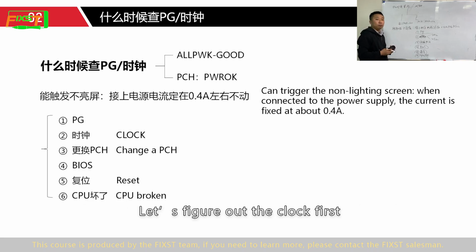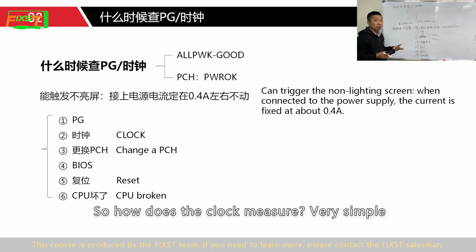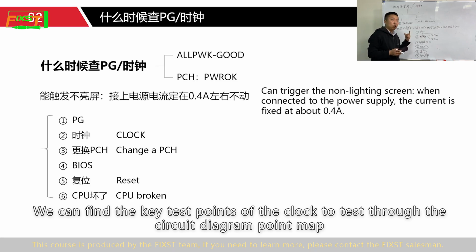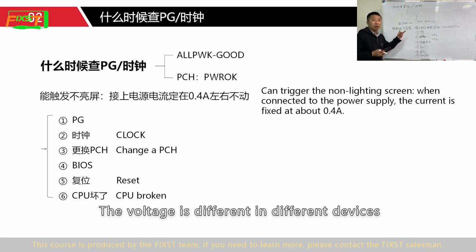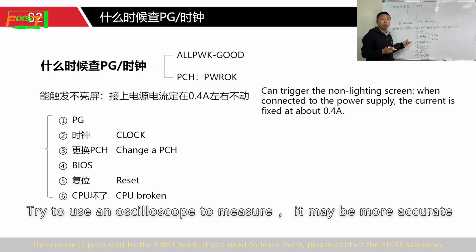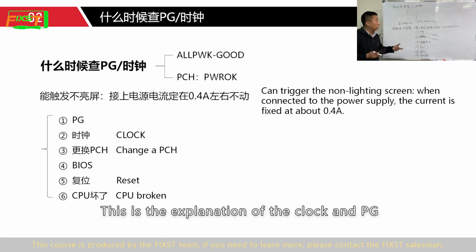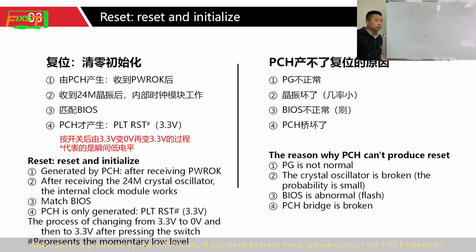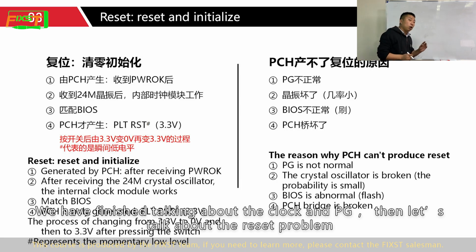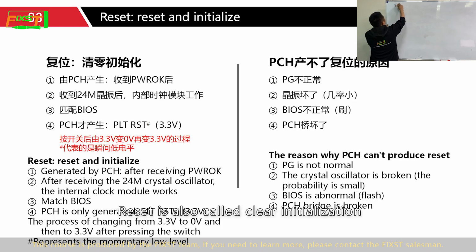Let's figure out the clock first. So how do we measure the clock? Very simple. We can find the key test points of the clock through the circuit diagram point map. The voltages differ in different devices. Try to use an oscilloscope to measure, as it may be more accurate. If you use a multimeter without an oscilloscope, there is basically no problem as long as there is a voltage. This is the explanation of the clock and PG. We have finished talking about the clock and PG, so let's talk about the reset. Reset is also called clear initialization.